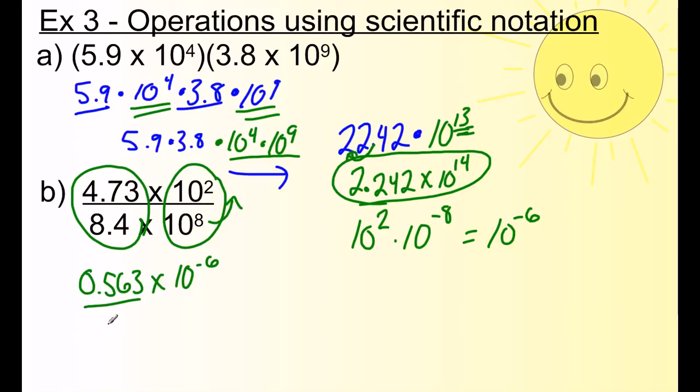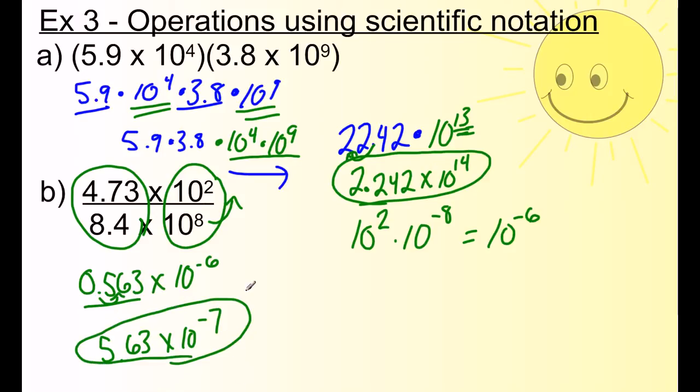So to change this number to scientific notation, I have to move the decimal one place this way. So this becomes 5.63 times 10 to the negative 7th. It's negative 7th because this number is small, and I had to move it one more place. So we come to the negative 7th. And if you're not sure if this is right, and I have doubts that some of you might understand what I just did here.